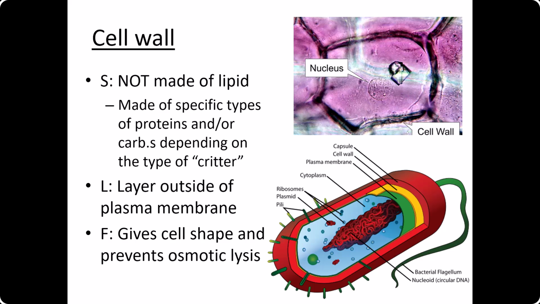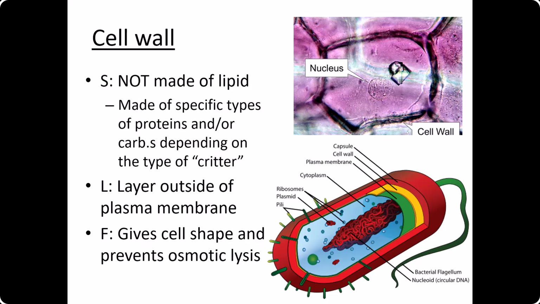So some cells also have a cell wall. So the cell wall is not made of lipid, and what kind of material the cell wall is made up of really depends on what kind of organism we're dealing with. So for example, fungi have cell walls made of chitin. Plants have cell walls made of cellulose. Bacteria have cell walls made of peptidoglycan. So there's a variety in the kinds of material that makes up the cell wall.